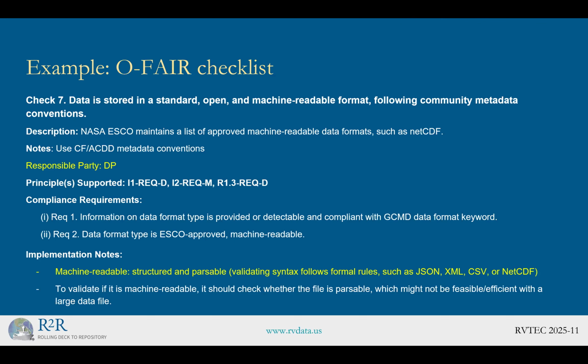Just as a quick example, they actually came up with a checklist, so they went from that grand diagram to a checklist of things people and data centers could do. And this is just an example of one of their checks, having to deal with the data being stored in standard open machine readable formats. This is really all part of the interoperability requirement. But one of the things you'll notice that I highlighted here, responsible party. This is a data producer issue. Those formats, the data needs to be put into those formats when it's actually produced, when it's actually created.